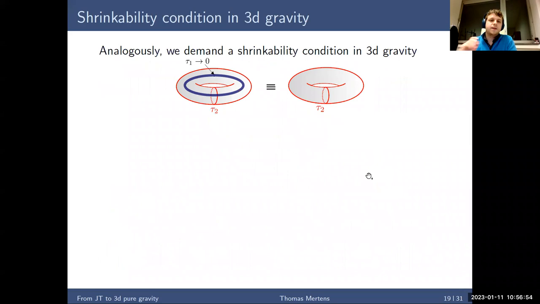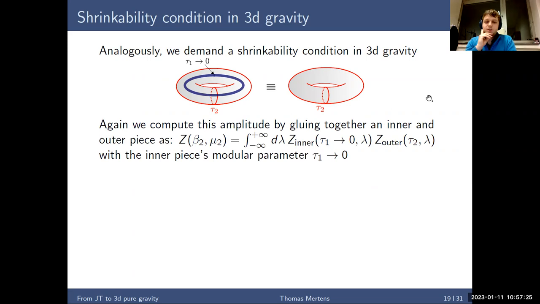Now, just like I mentioned this condition or this constraint of being able to shrink a hole in the disk in JT, we can demand an analogous shrinkability condition for 3D gravity. And in this case, instead of the solid torus, we sort of excise a smaller torus from it. And we demand that if we shrink the smaller torus back to zero, we should reproduce the full torus partition function. So this would be the 3D analog of this shrinkability constraint. So again, we compute this amplitude by analogy with JT by gluing together an inner piece and an outer piece, and then take the size of this inner piece to go to zero in the end.